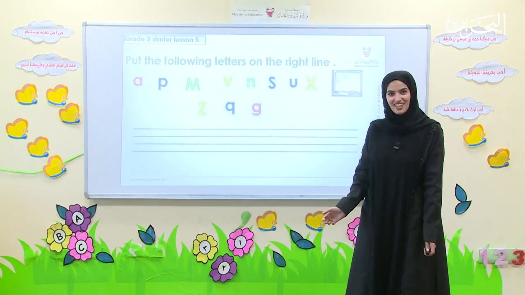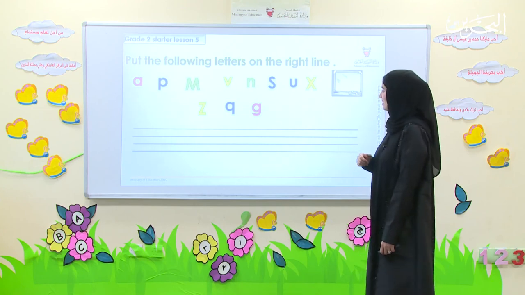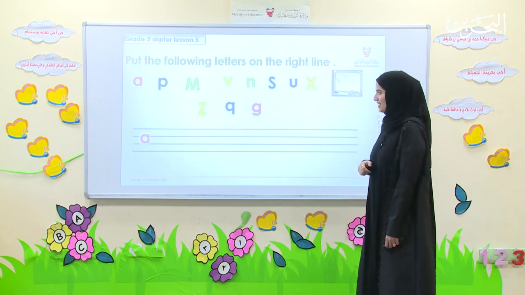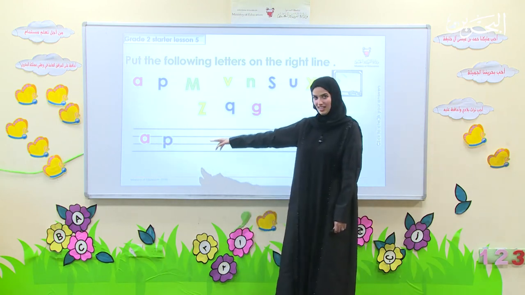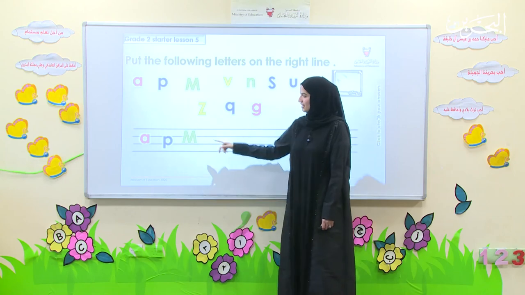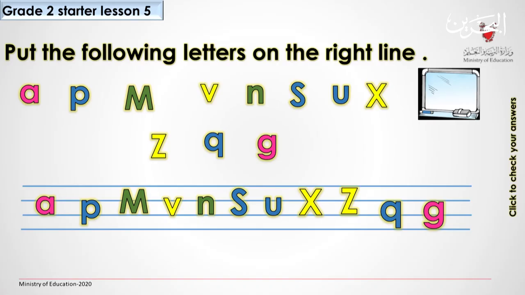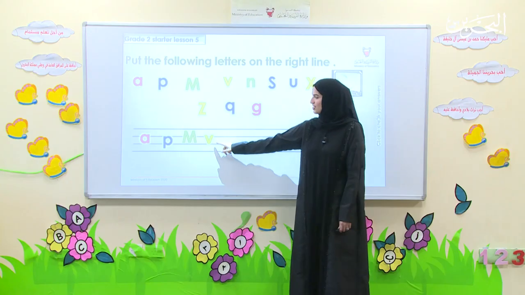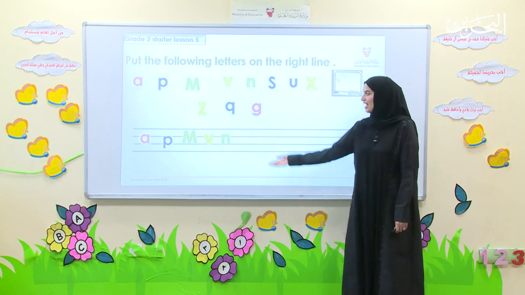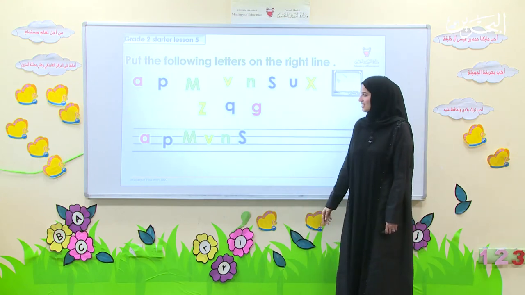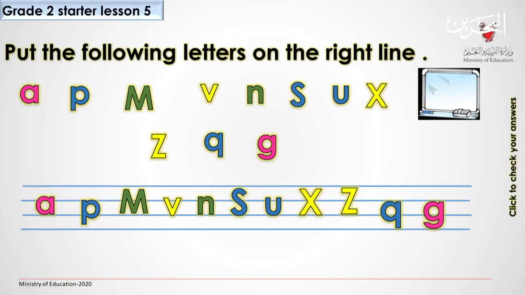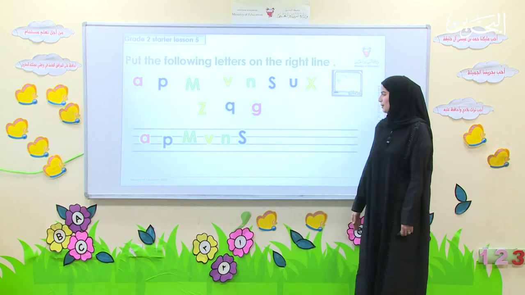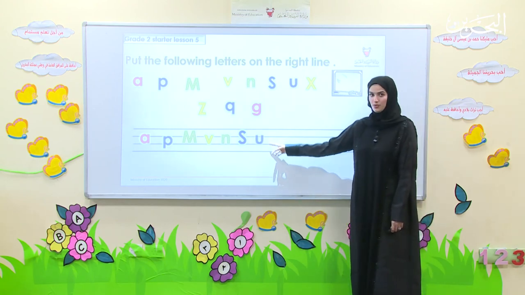Have you finished writing? Come and check with me. A, between the line 2 and 3. P, capital M. Look at the lines and make sure that you've got the letters using the lines. V, small letter. N, yes. Correct for yourself, S capital letter starting from line 1, 2, and 3. U, small letter.